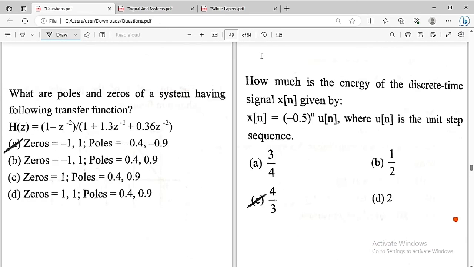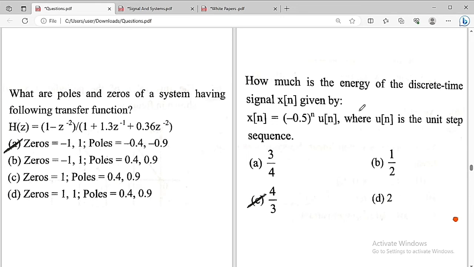Now we are going to solve another question. How much is the energy of the discrete time signal x of n given by x of n is equal to (minus 0.5) to the power of n into u of n, where u of n is the unit step sequence? Listen carefully. What is the meaning of this? It means they have given some discrete time signal, x of n.